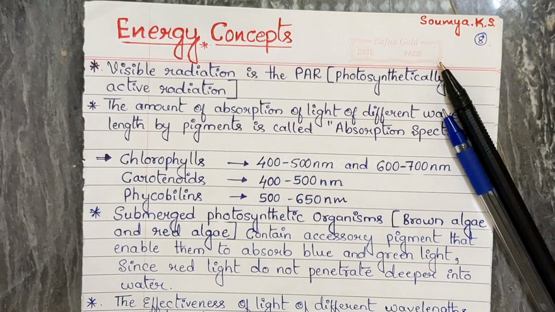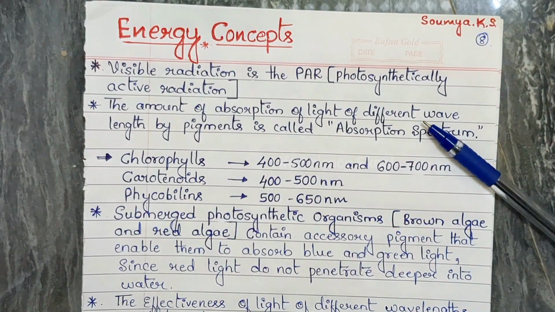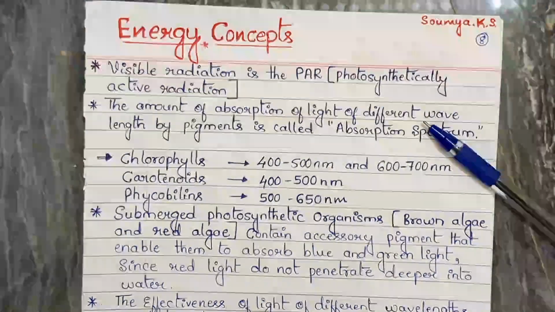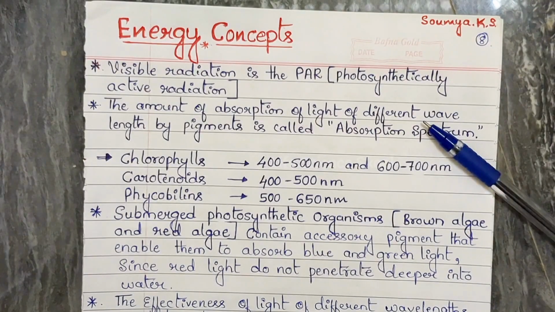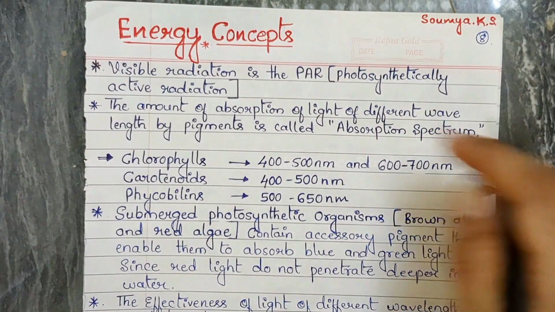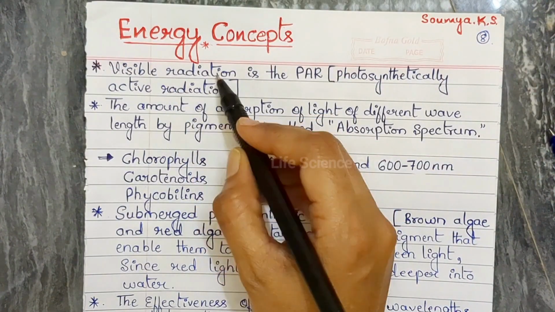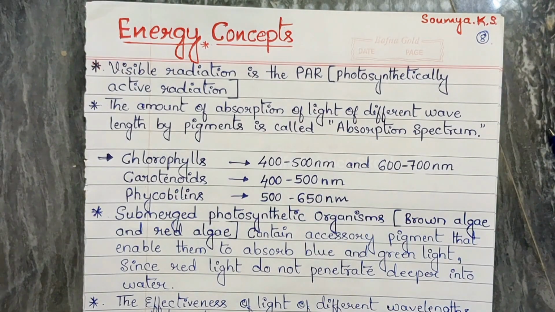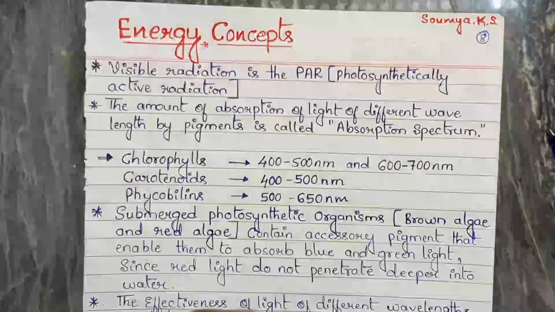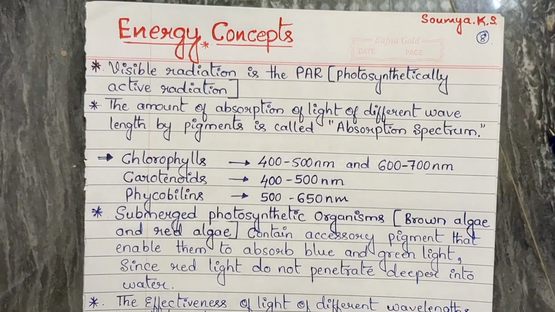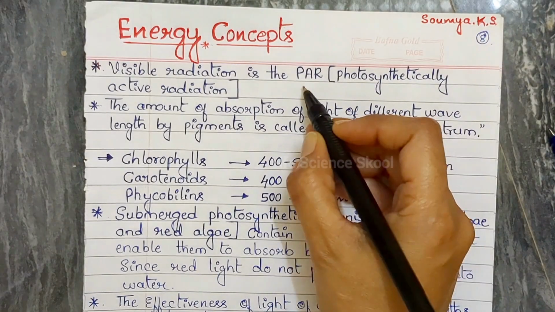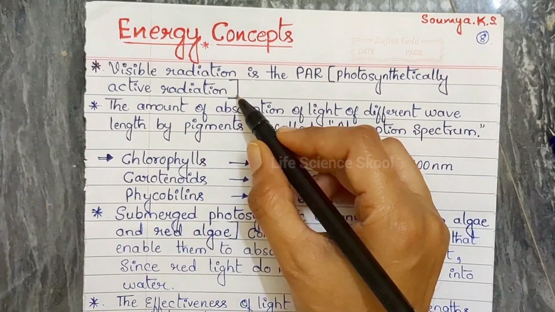What is this energy concept here? We know that to do any work we need energy, and for the process of photosynthesis to occur, a kind of energy is needed, right? So visible radiation is the PAR, that is photosynthetically active radiation. Visible radiation means the visible light. This visible radiation is the one which helps in the photosynthesis process. That's why visible radiation is also called PAR, photosynthetically active radiation.